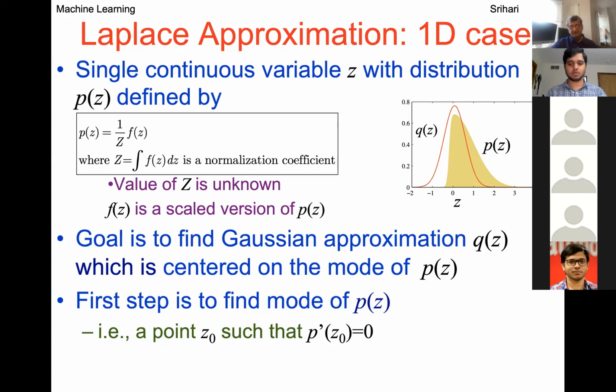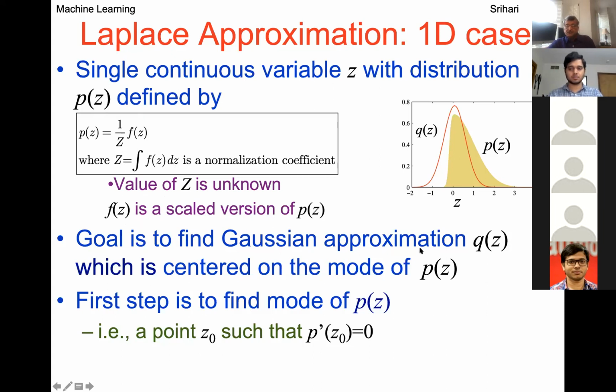Those of you familiar with probabilistic graphical models will recognize that this looks like what's called the partition function. All right, it's kind of playing that same role. Okay, the value of Z is unknown. If f of Z is a scaled version of P of Z.